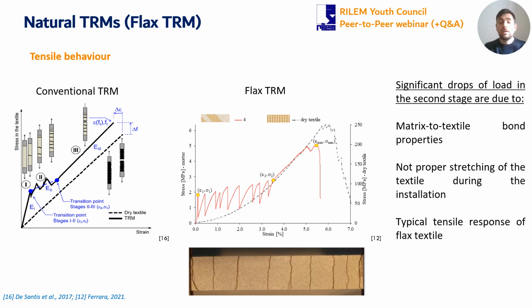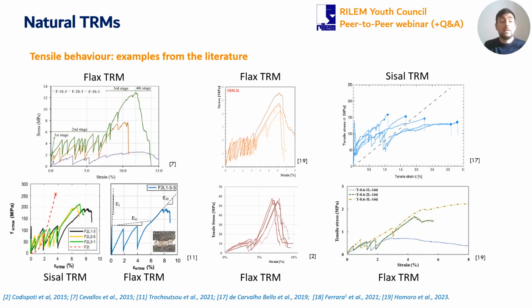And as I said before, this behavior is of course not related to the matrix-to-textile bond properties, nor to improper stretching of the textile during installation, but mainly to the typical tensile response of flax textile that we have observed before. This is a particular characteristic that I have experienced, but that has also been experienced by several studies in the literature, in which by using either flax or sisal, for instance, we can always observe this significant drop of load in the second stage and large deformations.